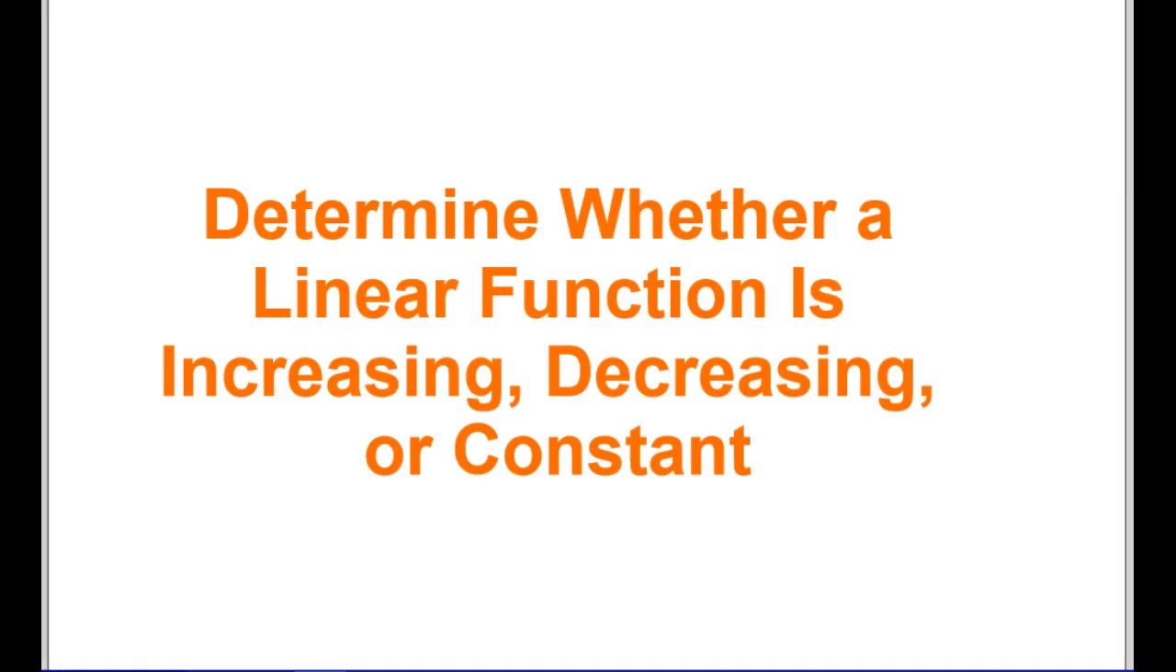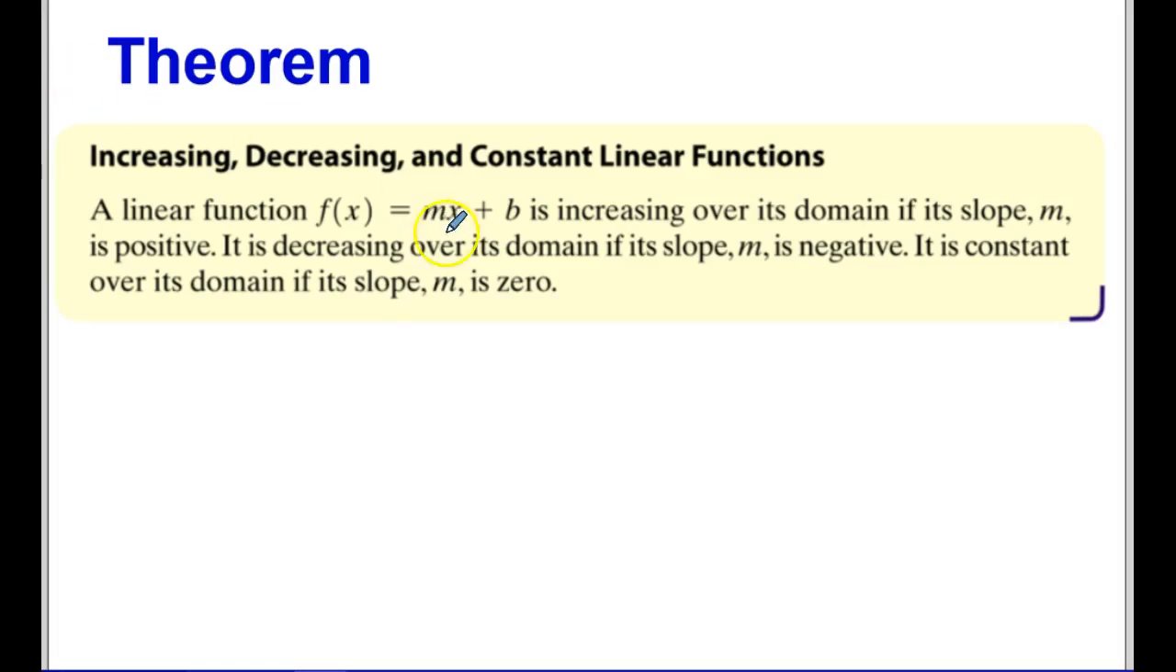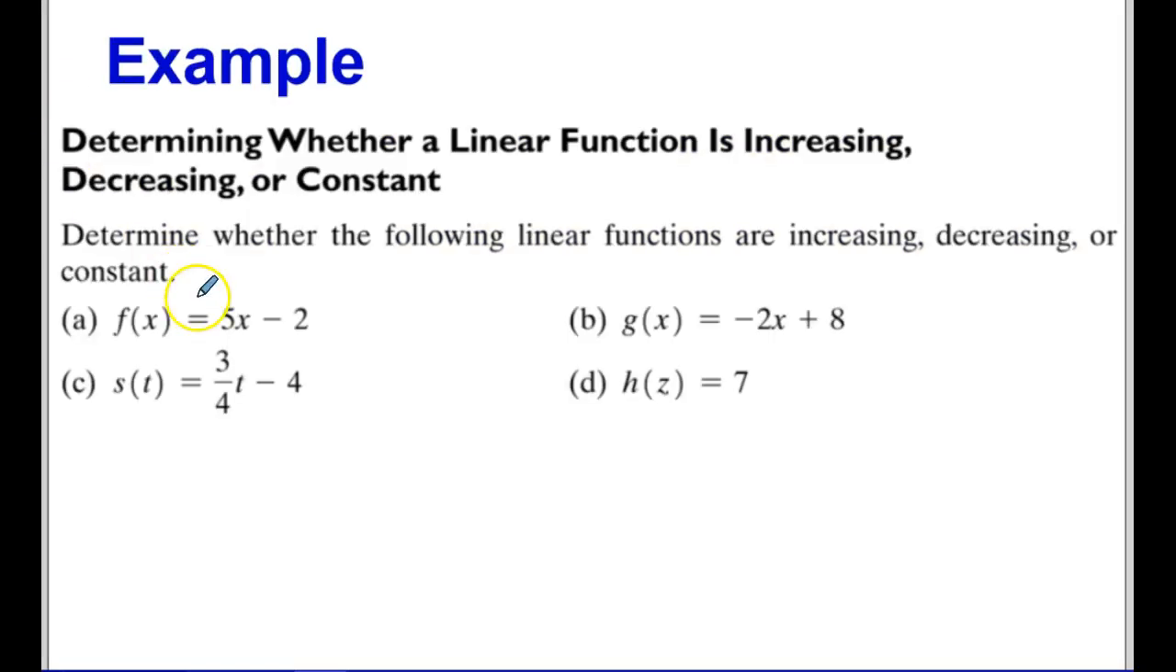Okay, so now that we've determined whether these functions are linear, we're going to figure out if it's increasing, decreasing, or constant. Okay, so we know that it's increasing if my slope is positive. That would be an increase. If my slope is negative, I know it's going to be a decrease. And we'll look at if my slope is 0, right? If slope is 0, then I know that it's going to be constant. So let's look at some examples.